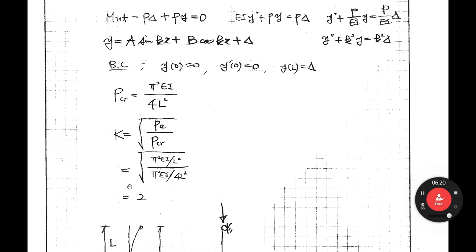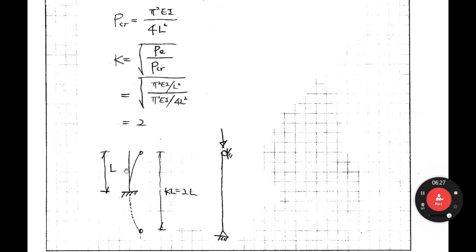This cantilever length is L, so we consider the equivalent pin-ended length. Here at the top there is a hinge, so we simulate the pin-ended column. You can extend this imaginary part like this, just the reflection of the real part. So this is L, and this is 2L. This pin-ended length is called KL. KL equals 2L. That means K equals 2.